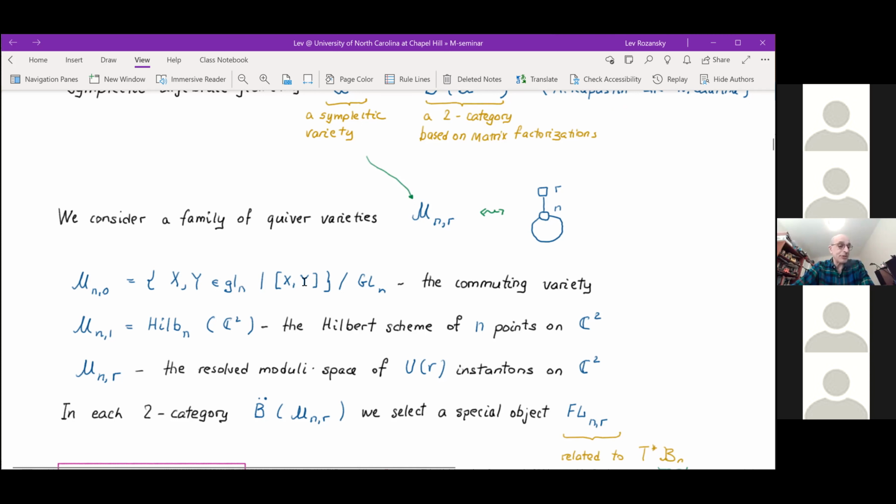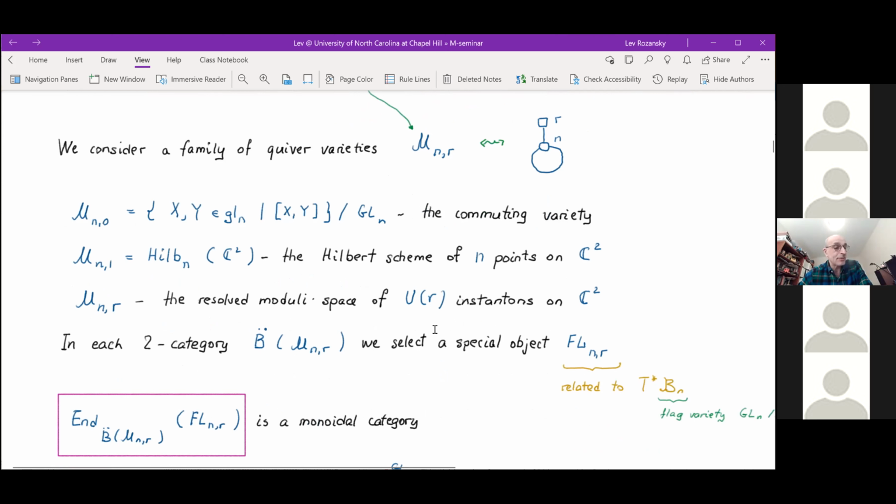By the way, my knowledge of algebraic geometry is very, very thin. So if I say something wrong, please correct me, and I will appreciate it because it will help me. So in case of R equal to 0, there is no stability. In case of R equal to 1 or higher R, there is a stability condition which turns these into smooth varieties, for example, the Hilbert scheme of points. And generally, it's a resolved moduli space of instantons on C2. So this is what we use.